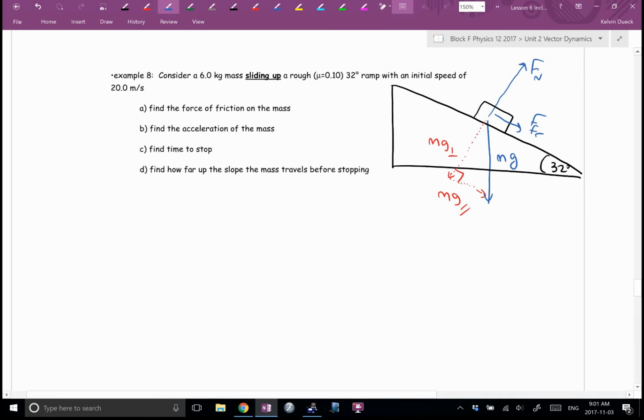What direction is this block moving? Up the ramp? Is it speeding up or slowing down as it goes up the ramp? So what direction is it accelerating? Down the ramp. So what direction is winning? Down the ramp. What's my equation?